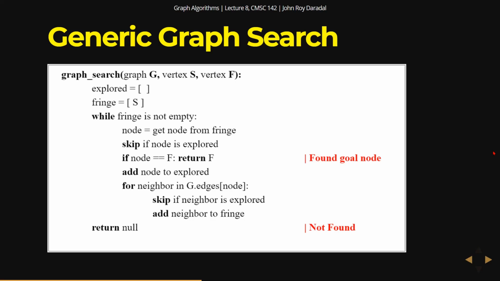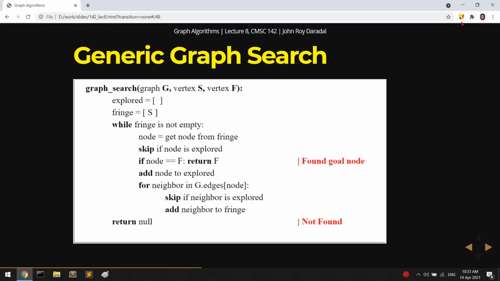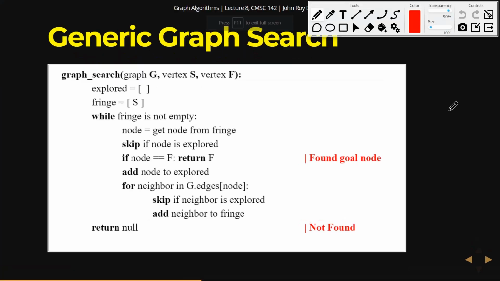So here we have our pseudocode for our generic graph search algorithm. So let's go through each line. So we will keep track of which nodes we've already explored, okay? And then we will keep something called a fringe, wherein we will get nodes from this fringe, okay? And initially, we will put the starting vertex S at the fringe.